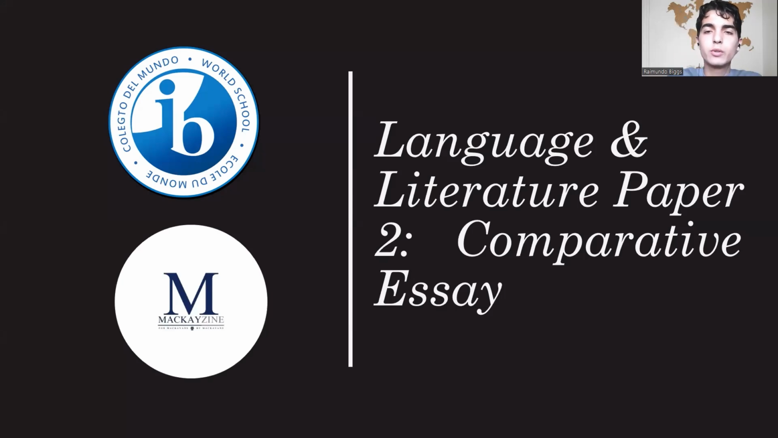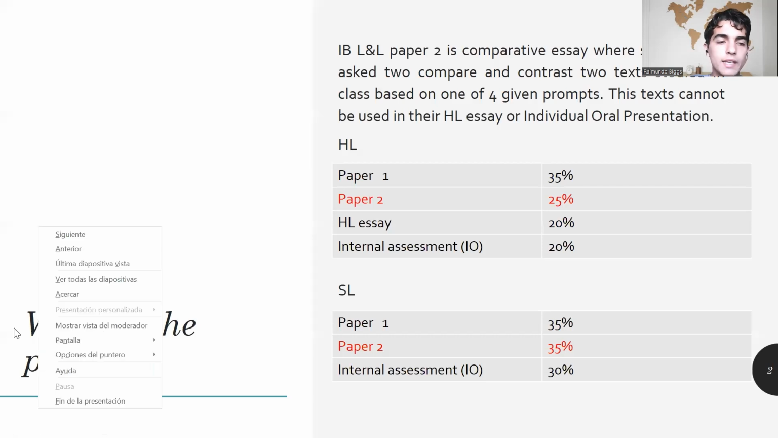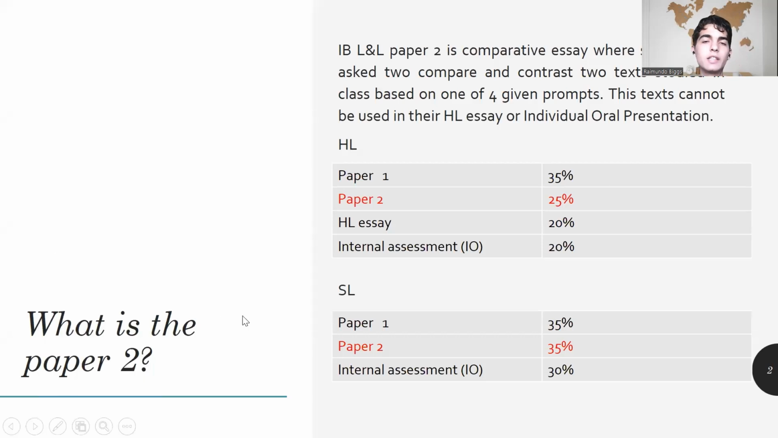Today we are going to see how to answer your Language and Literature English A Paper 2 comparative essay. Well, let's start with the basics. What is this English Paper 2? Paper 2 is a comparative essay where students are asked to compare and contrast two texts studied in class based on 4 given prompts or questions.